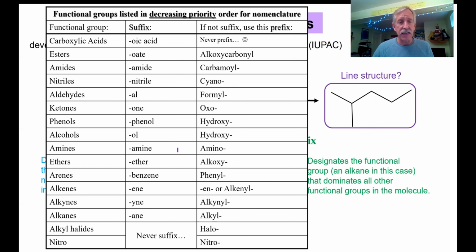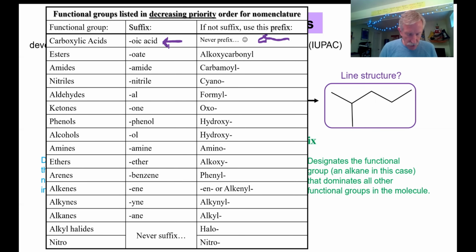You can see the top one is a carboxylic acid. I love how this means it will never ever be a prefix out in front. It'll always have to be the end of your molecule's name. And so if you ever have a carboxylic acid, it will always end in -oic acid of some kind. But it's not always that case.